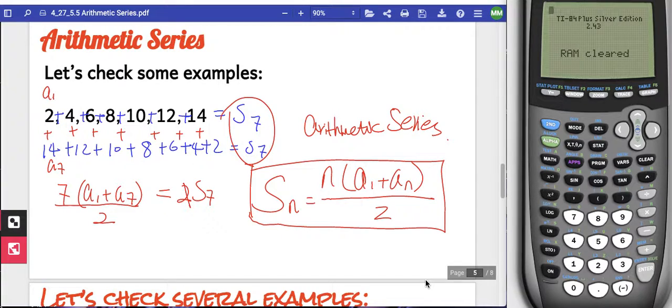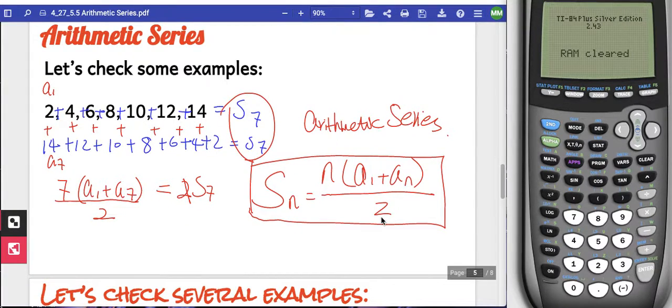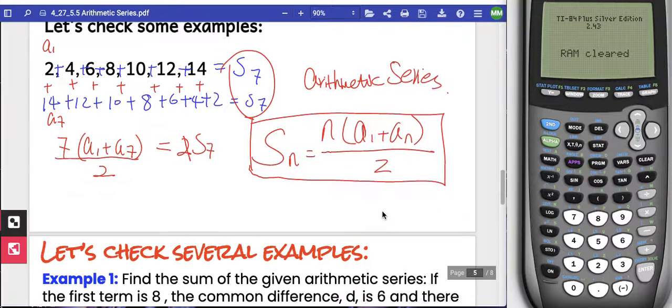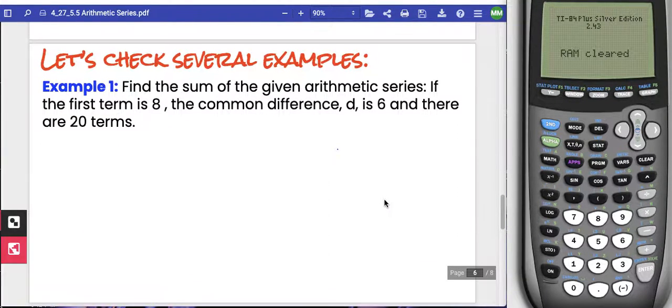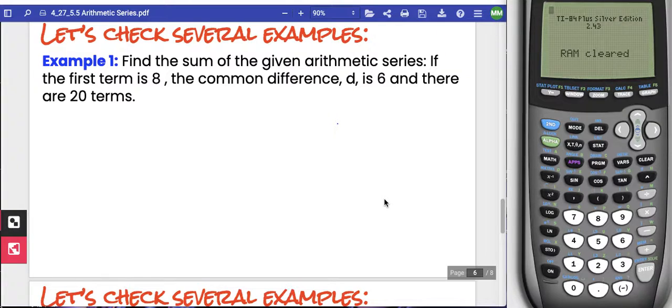Sorry, in the previous video, we talked about the formula to find the arithmetic series, which, as you can see, uses the first term, the last term, and the number of terms in the sequence, divided by 2. That will be the arithmetic series. In this video, we are going to check 3 examples to practice how to use this formula to figure out the answer. Let's check the first one.